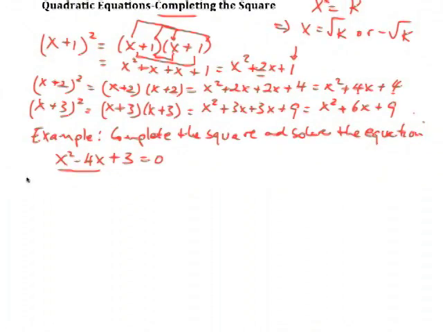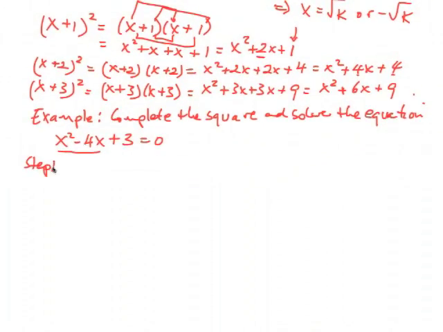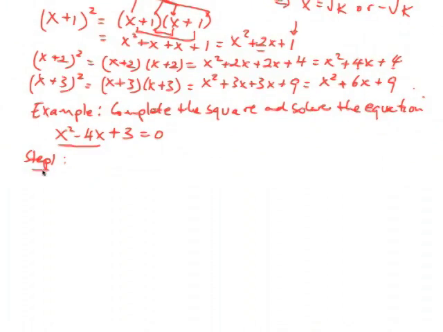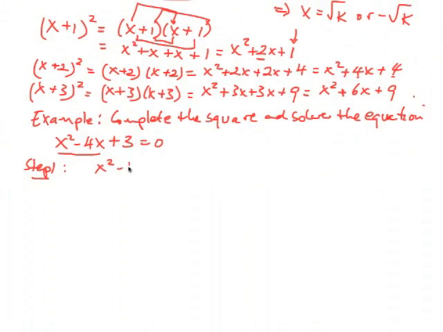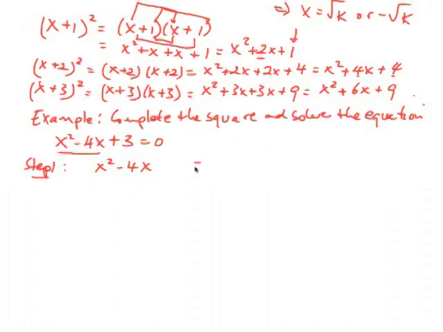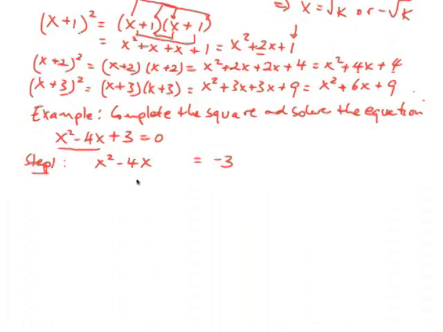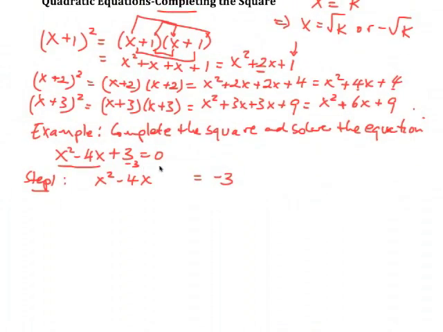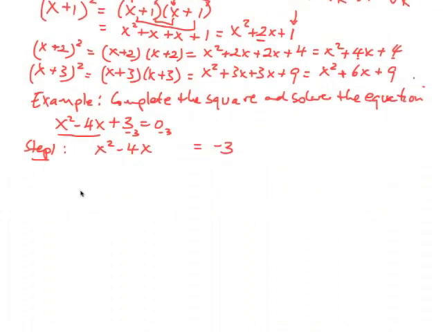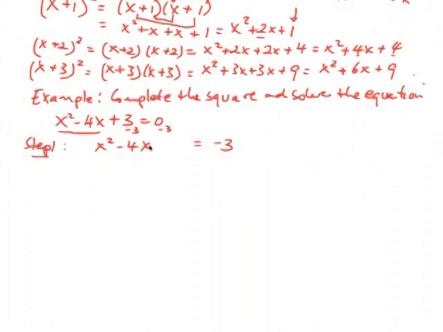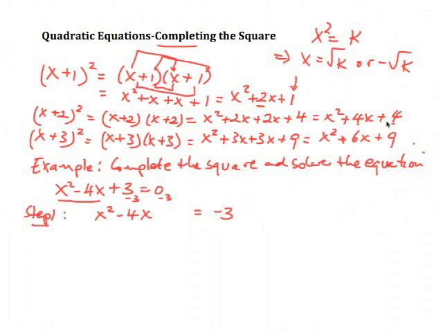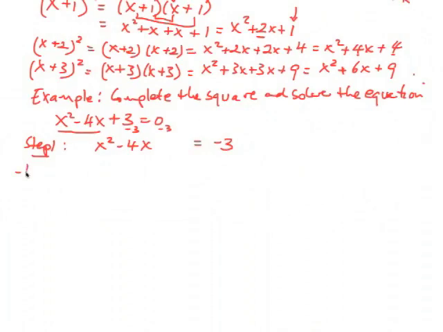So let's do step 1, isolate this part by adding negative 3 to both sides. Notice I subtract 3 here and I subtract 3 here. Then I do what I did up here. Remember what I noticed is that we had half of this, and then when I squared it and added it I got this.